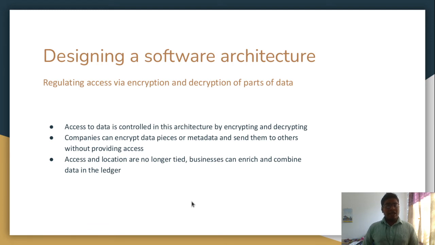The next architectural design point is regulating access via the encryption and decryption of parts of the data. Access to the data is controlled in this architecture by encryption and decryption. Companies can decrypt pieces of the data or metadata and send them to others without providing the other party access to their own information. Access and location are no longer tied. Businesses can enrich and combine the data in the ledger.